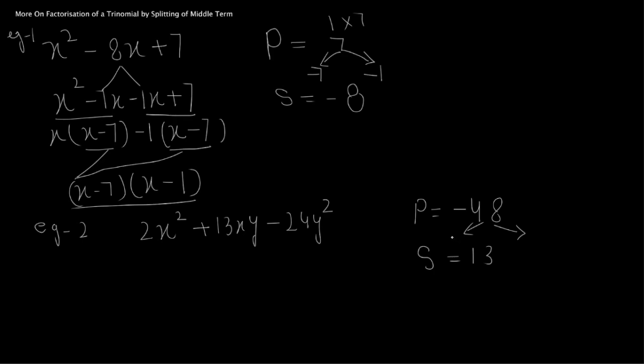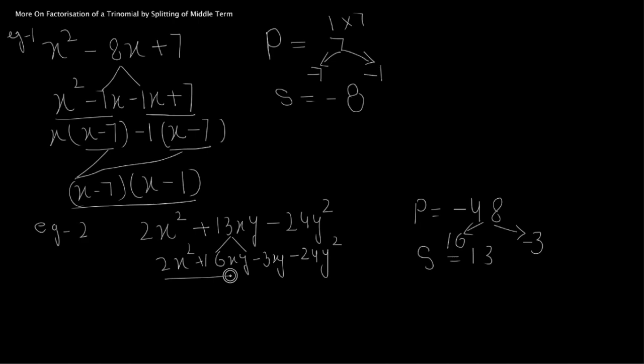So we know 16 times 3 is 48. Either it's minus 16 plus 3 or it's 16 minus 3. Now 16 minus 3 gives us plus 13. So we'll split 13xy into 16xy minus 3xy, and again write the first and the last term as it is.